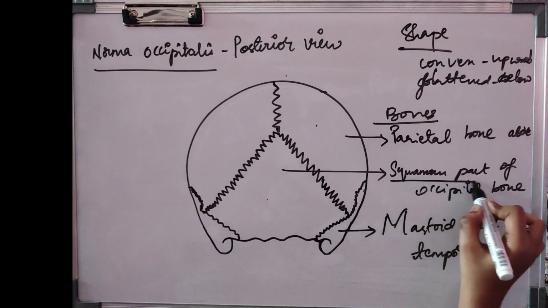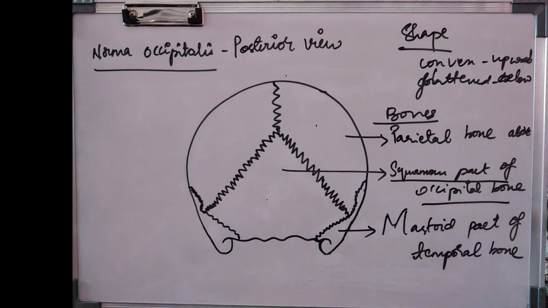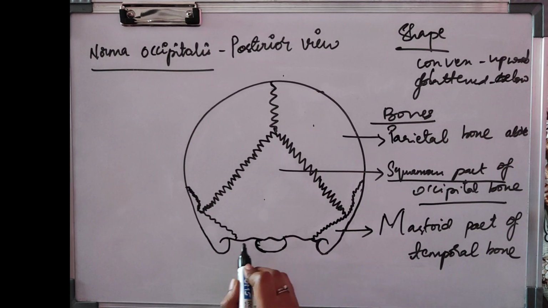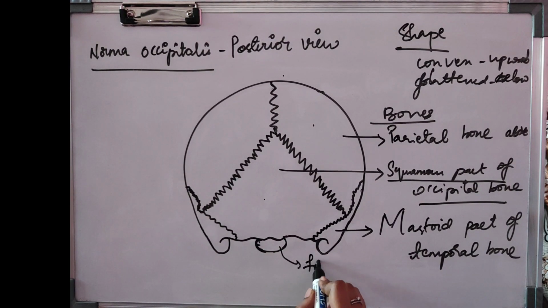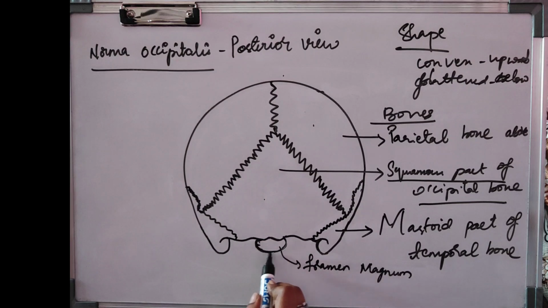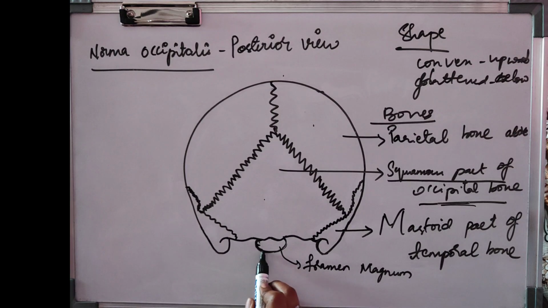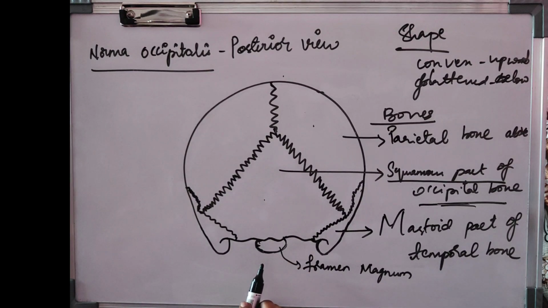So what is the squamous part of the occipital bone? If we observe the base of the skull, that is at the inferior aspect of the skull, we can find one large opening. That large opening is known as foramen magnum. So surrounding this foramen magnum, we can find the occipital bone, anterior to the foramen magnum, posterior to the foramen magnum, and lateral to the foramen magnum.